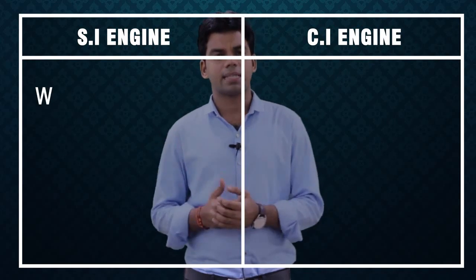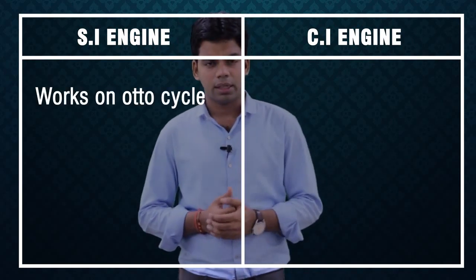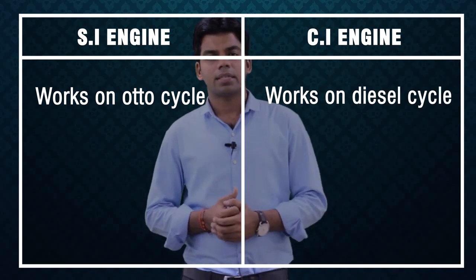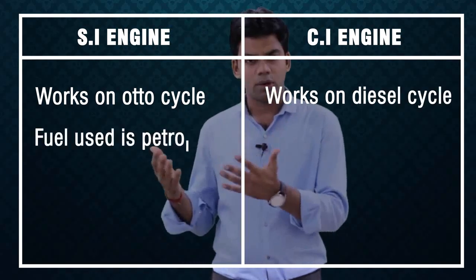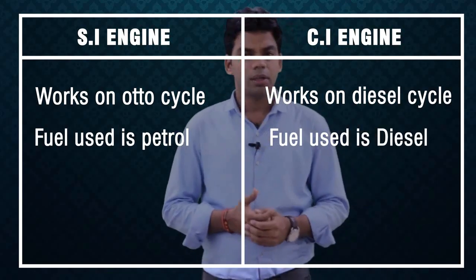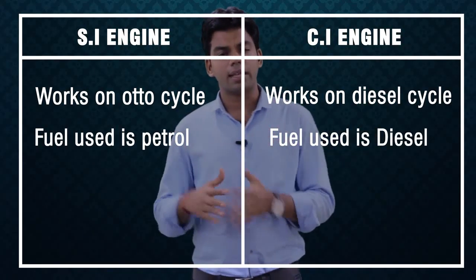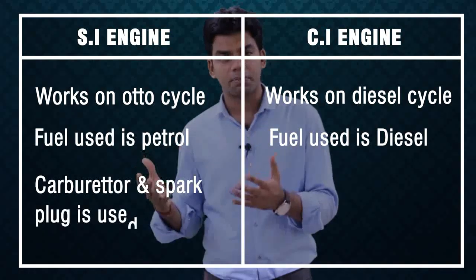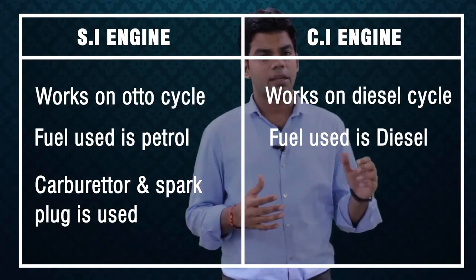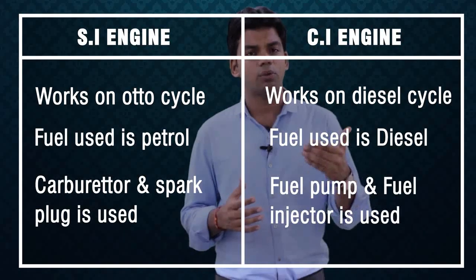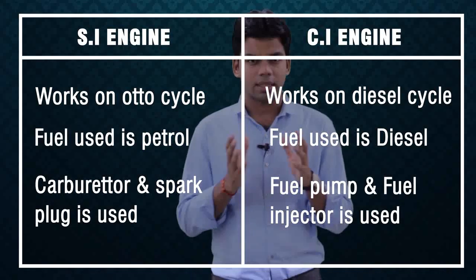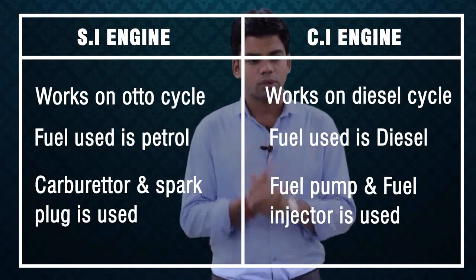First difference: SI engine works on the Otto cycle, CI engine, compression ignition engine, works on the diesel cycle. Second, SI engine uses petrol as a fuel, but CI engine uses diesel as a fuel. Third difference is a very important difference. In SI engine we have a carburetor and spark plug. In CI engine we do not have a carburetor and spark plug. Instead we have a fuel pump and fuel injector. Why these components are used in CI engine, we will get into the detail.